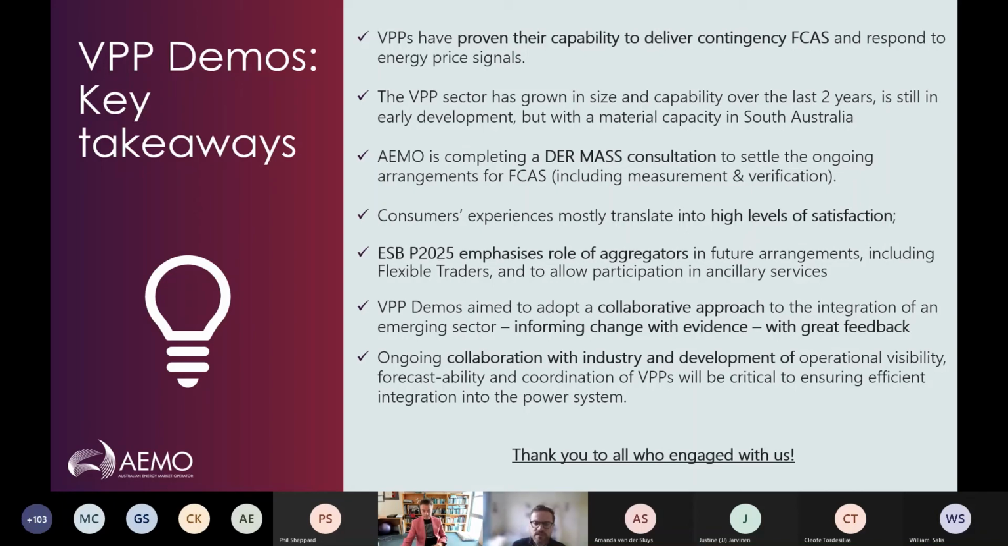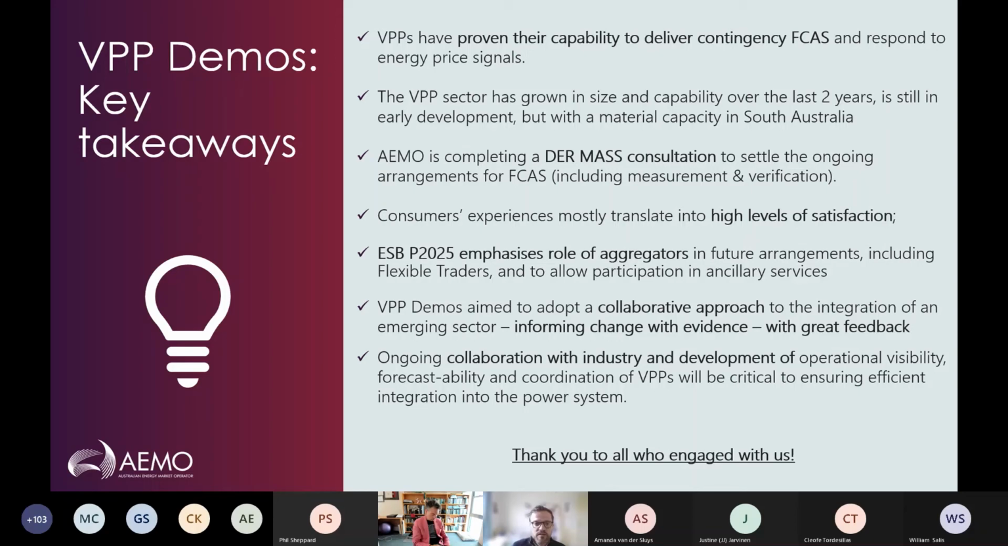I guess to wind up, the VPP demo is really aimed to take a slightly different approach to what AEMO's done in the past, and to seek to really take a collaborative approach to integrating an emerging sector, and VPPs in this instance. We wanted to really take a focus on informing change with evidence, and to use this project to develop that evidence base over a period of time that can then inform change, either through the mass consultation or through other regulatory reforms like the ESB work. But what we've found is that this project has developed quite a large evidence base, which can be used to inform change over the coming years. And we've generally had really good feedback on that approach through this project.